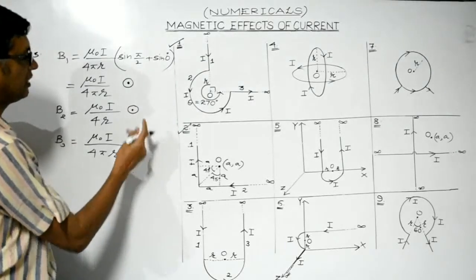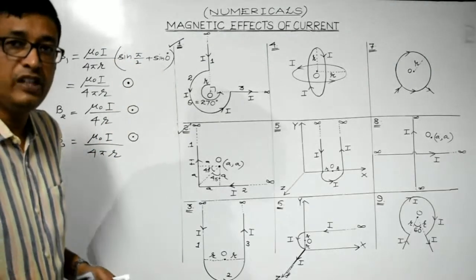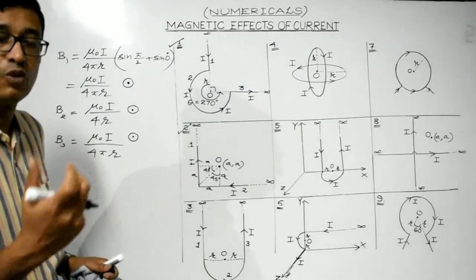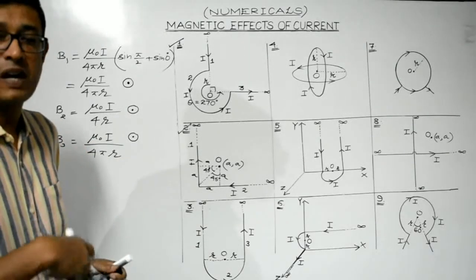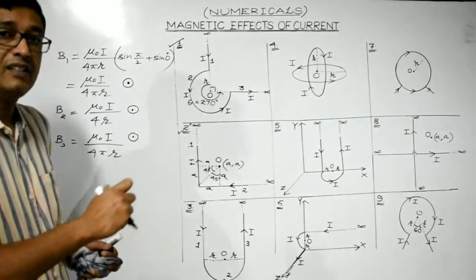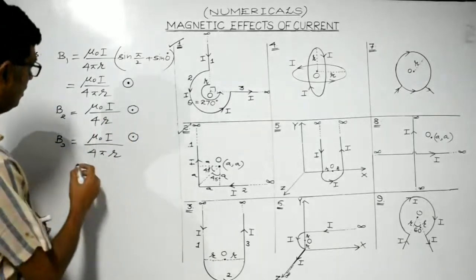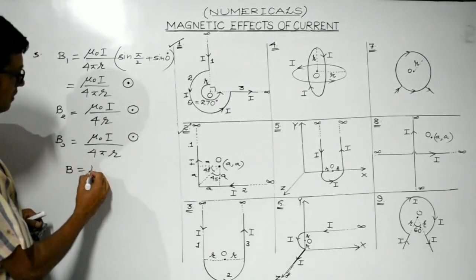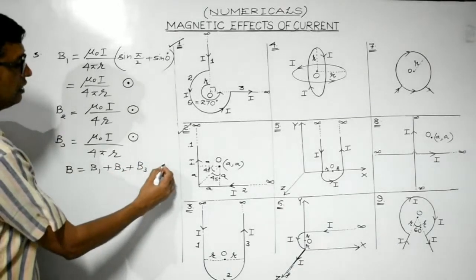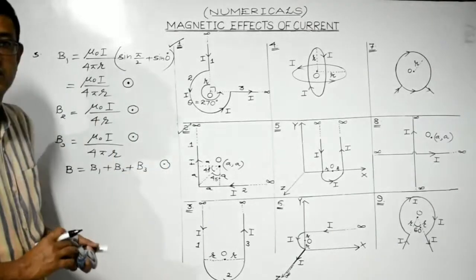So students, it's pretty clear. The magnetic field due to each of these three current carrying portions at point O is directed outwards. So the net magnetic field at point O would be given by the addition of these three, and it will be directed outwards. So the net magnetic field is B1 plus B2 plus B3 and directed outwards, right?